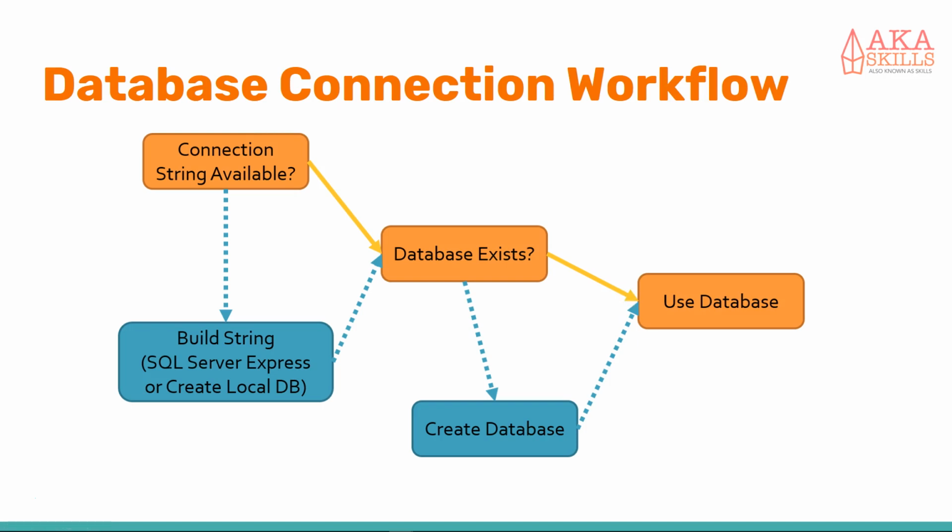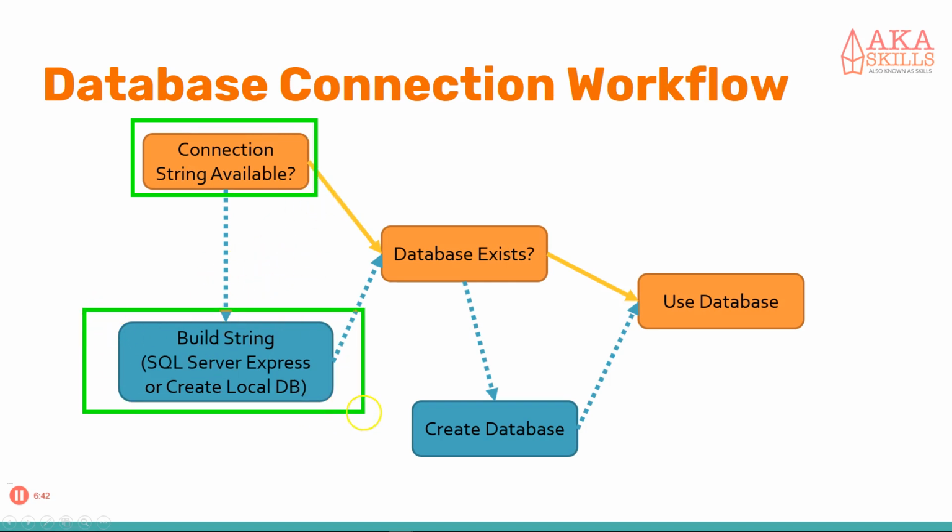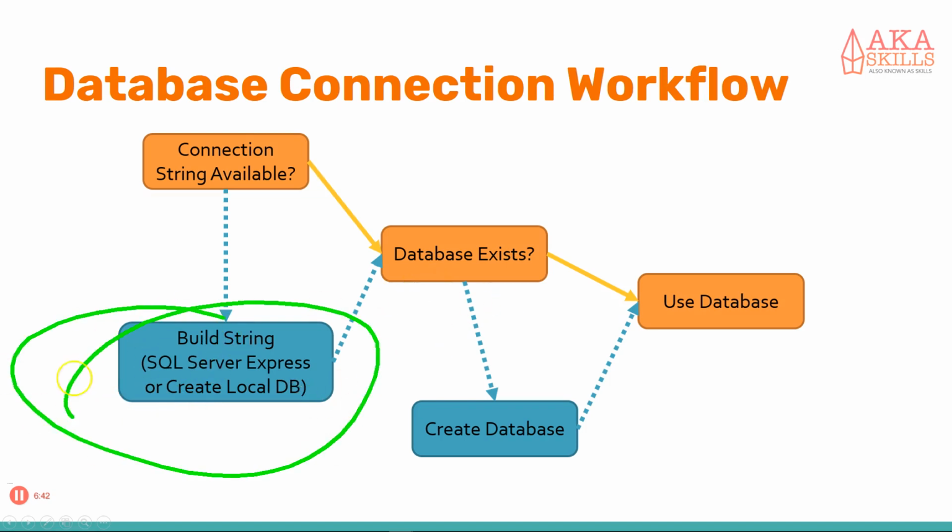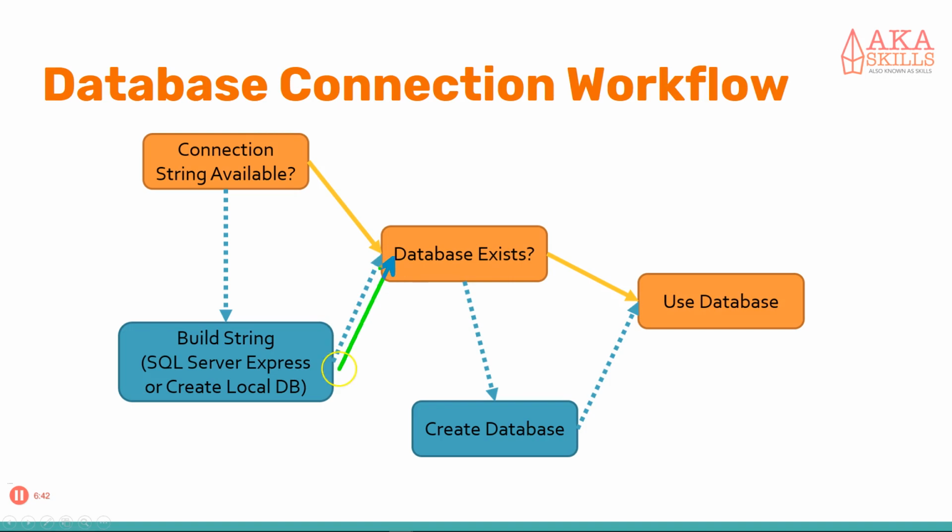Now, the database connection workflow. Basically, how does it work? First you've got the connection string available. If the connection string, let's say, is not available, it will build a connection string to SQL Server Express or create LocalDB. After that, it will check if the database exists. If it doesn't exist, it will create a new database. But if it exists, it will use it. And after you create it, of course, you use it. So basically that's how it looks.